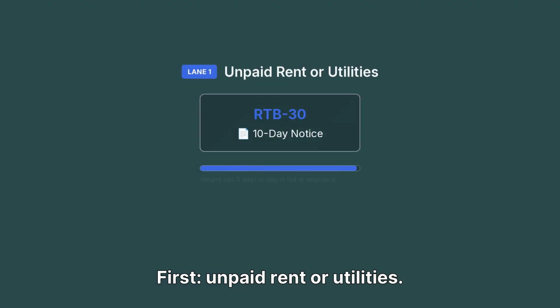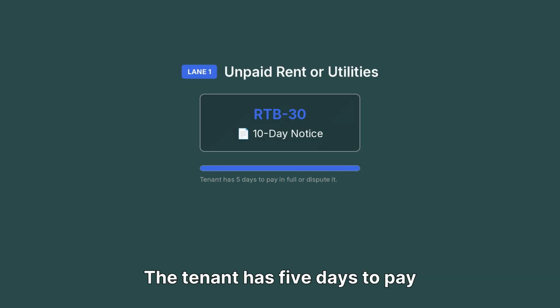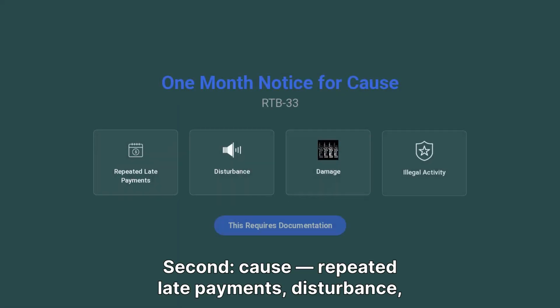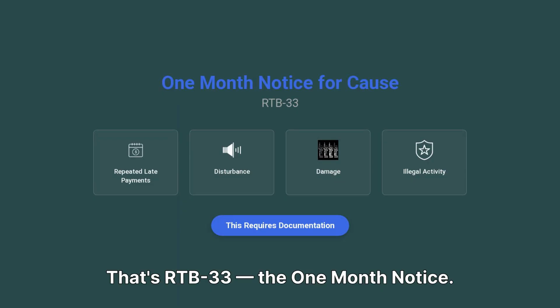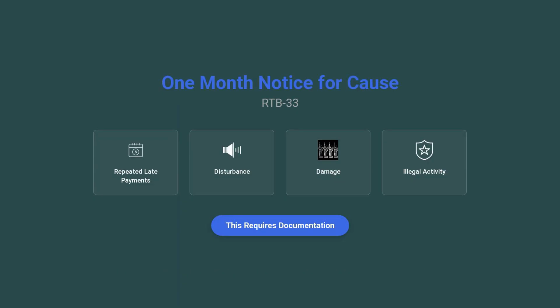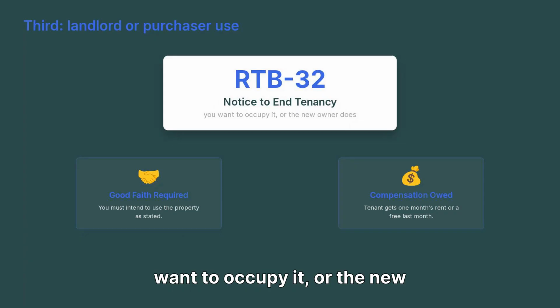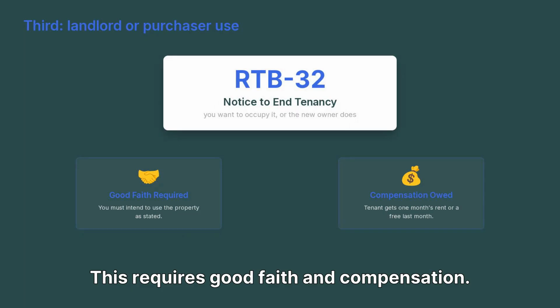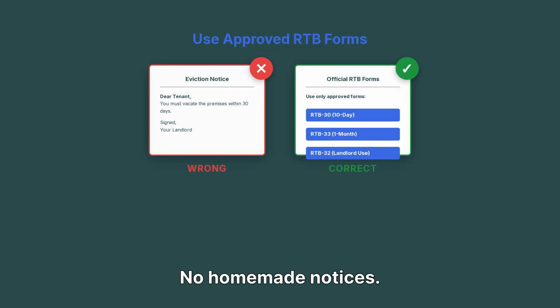First, unpaid rent or utilities. That's RTB 30, the 10-day notice. The tenant has 5 days to pay in full or dispute it. Second, cause: repeated late payments, disturbance, damage, illegal activity. That's RTB 33, the 1-month notice. This requires documentation. Third, landlord or purchaser use. You want to occupy it or the new owner does. That's RTB 32. This requires good faith and compensation. Use the approved RTB forms. No homemade notices. The RTB forms are free on the government website.